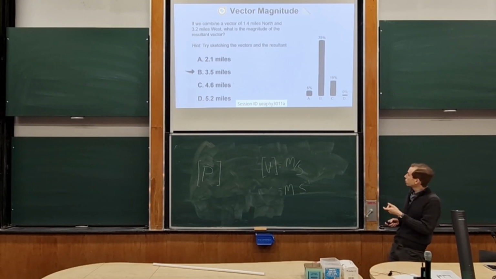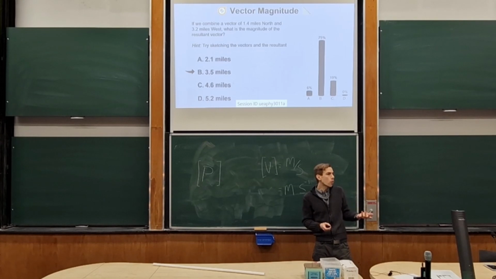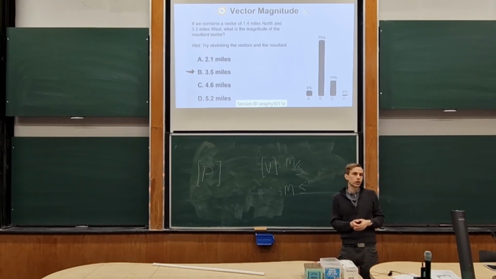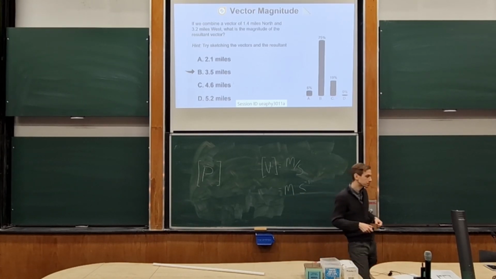So very good. Looks like most people got that one, 3.5 miles. That's fantastic. Very well done, everybody. Seriously, that's really good, because we had to add the vectors. We had to get the magnitude. That's all new stuff, okay? So very well done, everybody. That's really great.